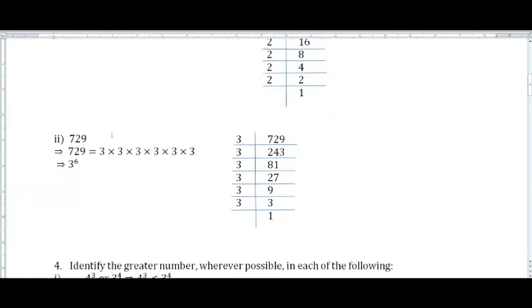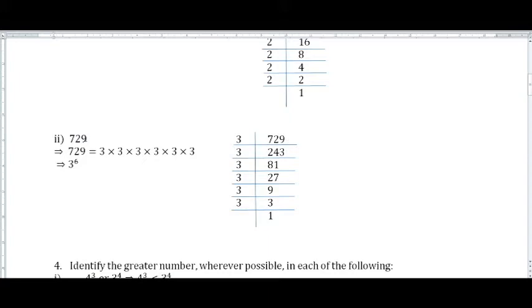Sometimes you will see certain numbers which are not divisible by 2. That is here also in 729. We are going to see whether it is divisible by 2 or not. The last digit is an odd number. Since the last digit is odd, that means it cannot be divided by 2. Then we are going to see whether it can be divided by 3.